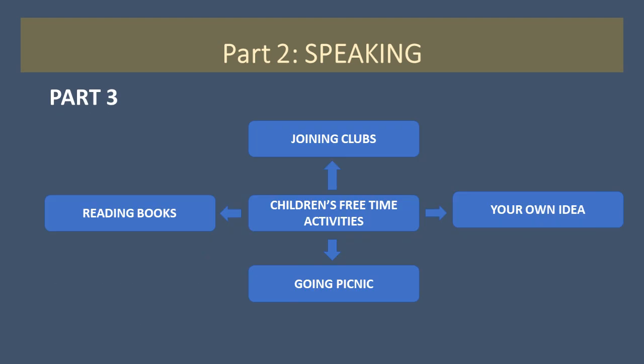Okay, so let's move to part 3. In this part of the test, you need to talk about topics, and the topic is children's free time activities. That means you need to talk about children's free time activities. And here you can see that we have the outline and the prompts for you, the suggestions to talk about, to develop your topic, right? First activity is joining clubs. The second activity is reading books. The third activity is going on a picnic, all right? Or you can use your own idea.